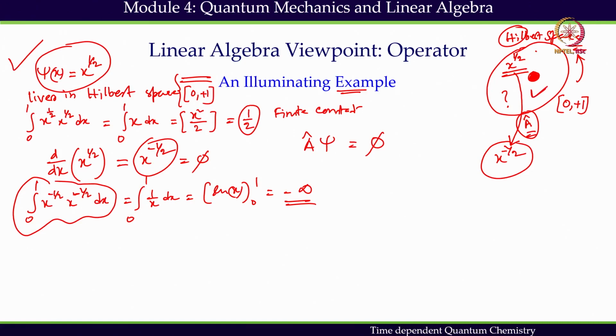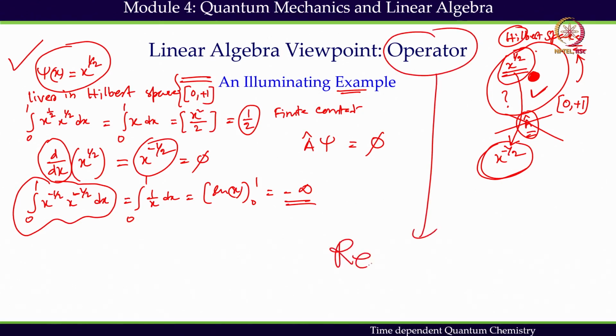So, what we see is that there are certain mathematical operators, such as the derivative operator, which we frequently use, that can actually take a wave function living in the Hilbert space out of the Hilbert space, and that is not acceptable. So, this kind of operator cannot be used. So, there are restrictions on what kind of operator I should use in quantum mechanics. It should be restricted.